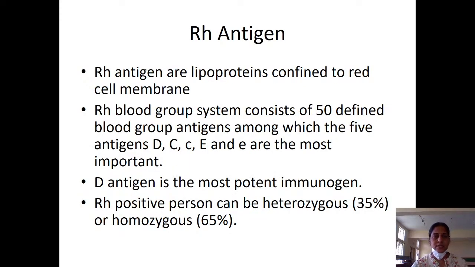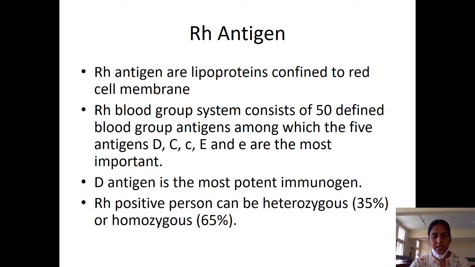What is this Rh antigen? Rh antigens are lipoproteins and they are confined to the red cell membrane. The Rh blood group system consists of about 50 defined blood group antigens, among which the 5 antigens, capital D, capital C, small c, capital E, small e, are the most important. And again, among these 5, the D antigen is the most potent immunogen. So most of the hemolytic disease due to Rh blood group incompatibility is because of the dominant D antigen.